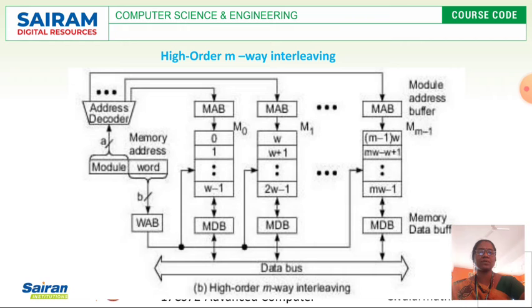We will see one diagram here. The diagram is very similar to the previous one. The only difference is the module address has changed. So here in the module address, first the MSBs are used for representing the modules. So that's why the A bits are moved to the leftmost, the MSB bits. This A bit representation is the same thing. It is given to the address decoder.